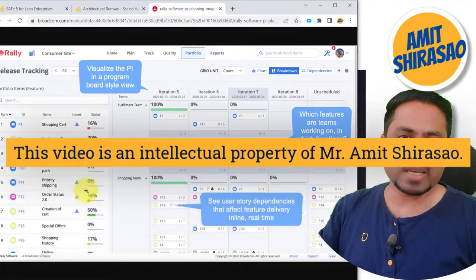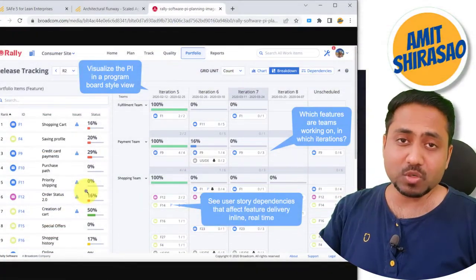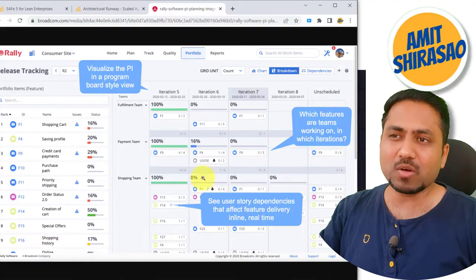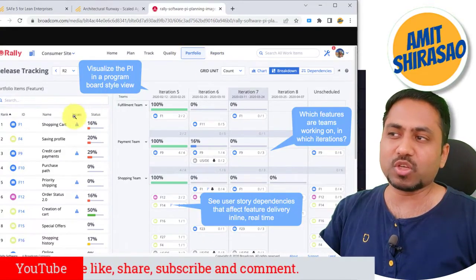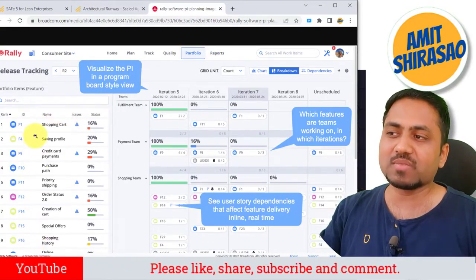You do it in Rally or in Jira, some tool. Normally, how you do it is you go to the portfolio tab. Here you see all the features.